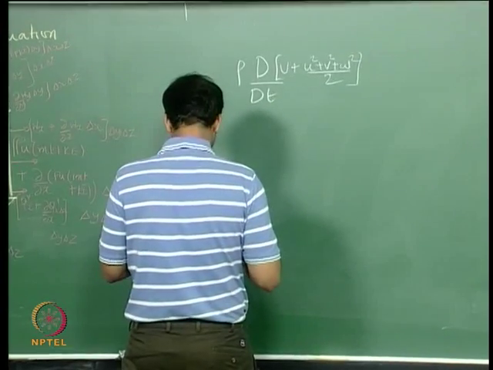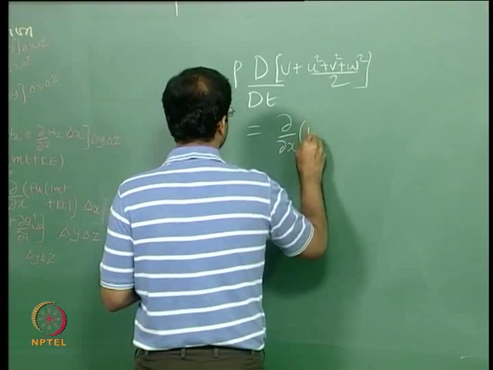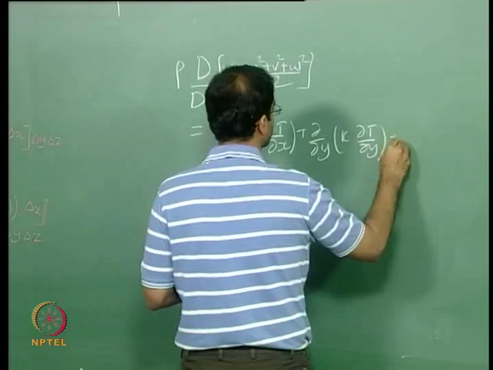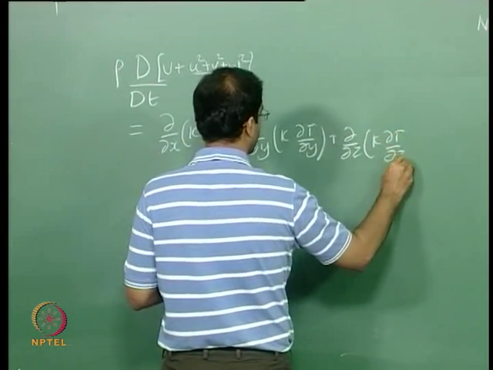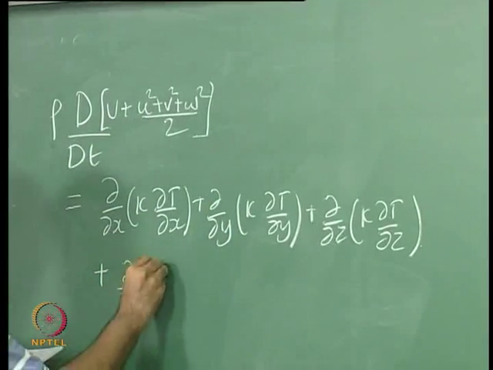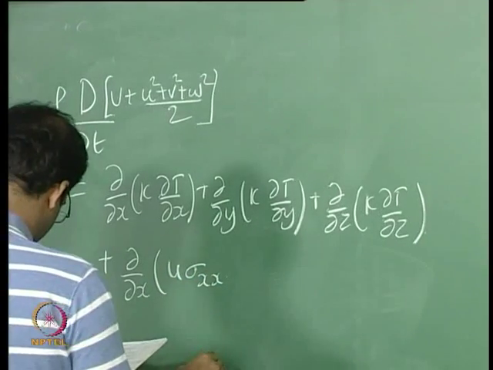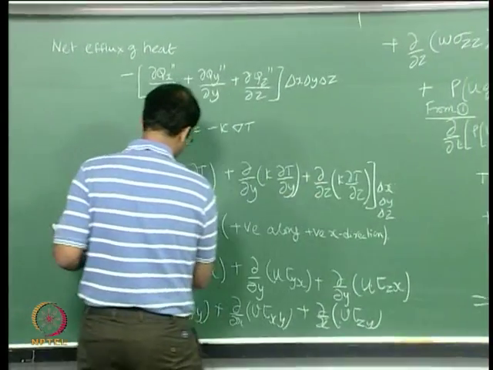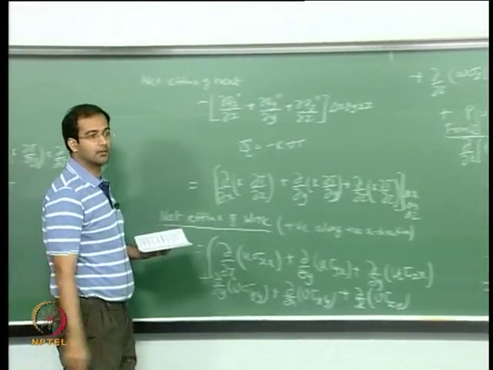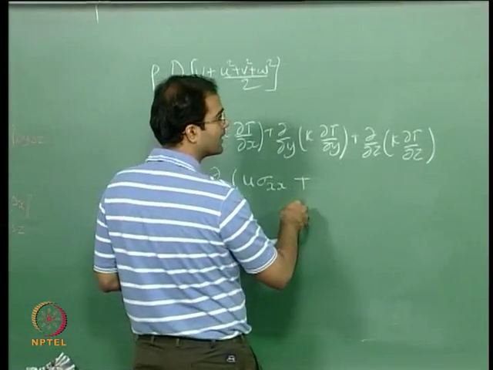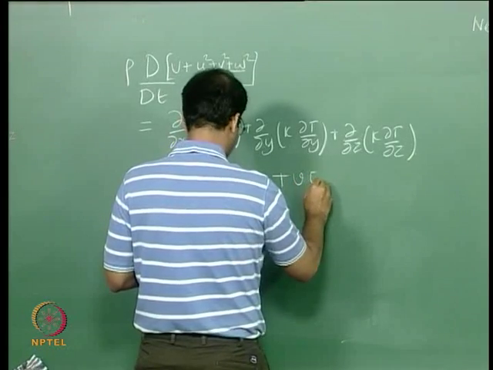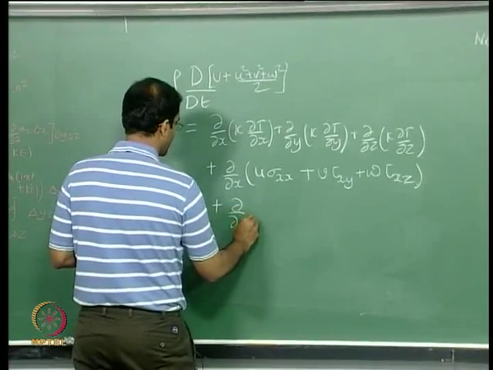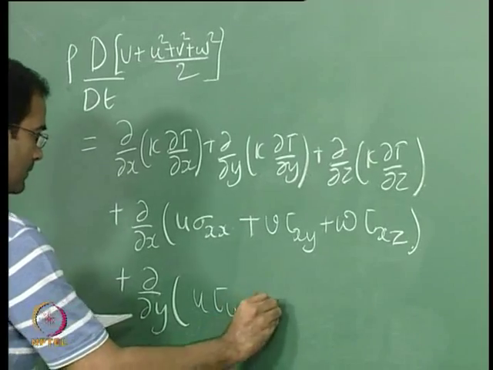So that will be equal to d by dx of k dT by dx plus d by dy of k dT by dy, plus I have the work terms. What I am going to do here is club the d by dx terms from the x momentum, the y momentum and the z momentum together. So I am taking d by dx common and writing all the terms inside that, which should give me u sigma xx plus v tau xy plus w tau xz. Please check if these terms are right. Plus d by dy of u tau yx plus v sigma yy plus w tau yz.